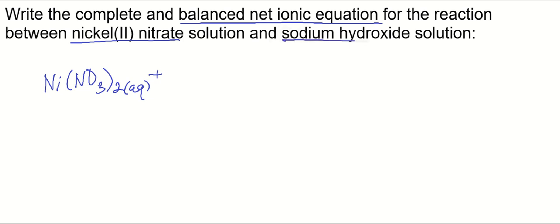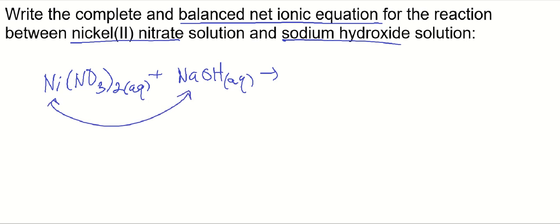And sodium hydroxide. All right, one positive, one negative, they're going to cancel out. And that's going to produce, we've got to switch these around, switch the cations or the anions, in this precipitation reaction, or double replacement reaction.